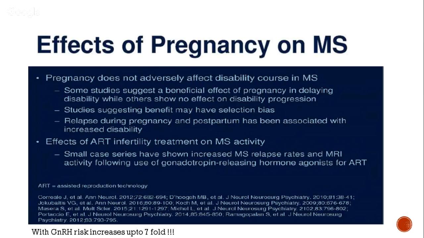What about infertility treatment? What is your sense of the infertility treatment? What does it do to MS? It causes exacerbation. The risk is as high as up to 7-fold.